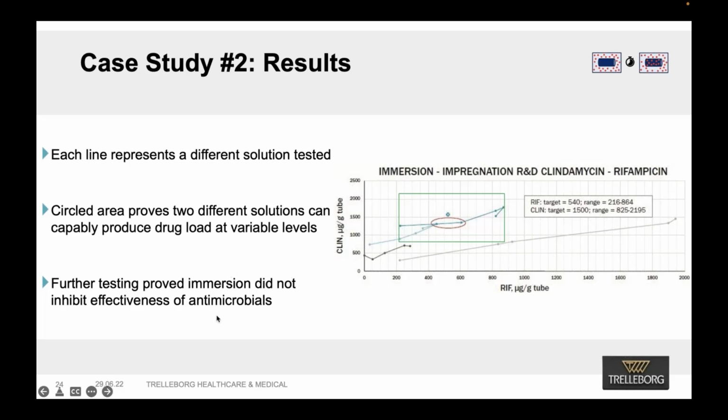And then the final piece to note here is that we did complete some testing following the production of these samples to really prove that there wasn't anything that challenged or inhibited the effectiveness of the antimicrobials after this. So the introduction of the solvent or the application of them within silicone didn't change anything about how they performed. They still did what they were supposed to do at the end of that process.